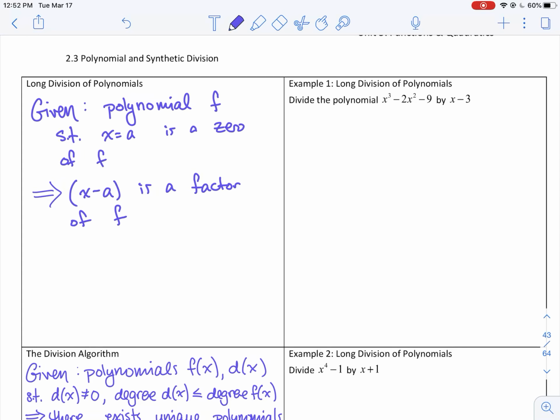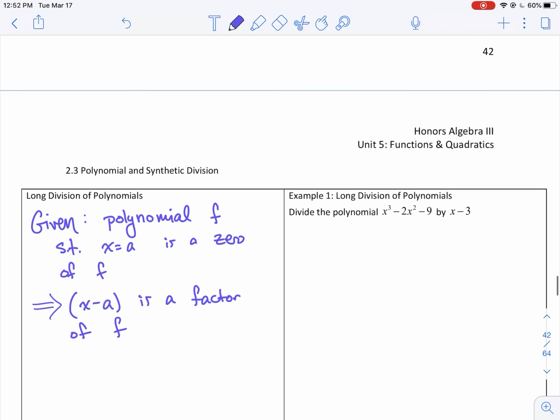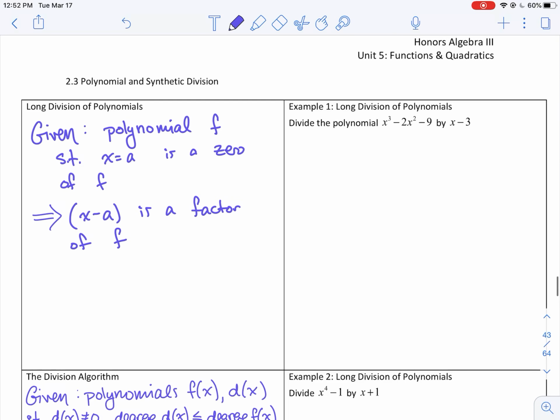We're going to be talking about 2.3 on page 43 of your notes packet. So if you need to pause and open your notes packet at the same page so that you're ready to take notes, go ahead and do so. Great. We're going to be talking about long division of polynomials and synthetic division of polynomials.